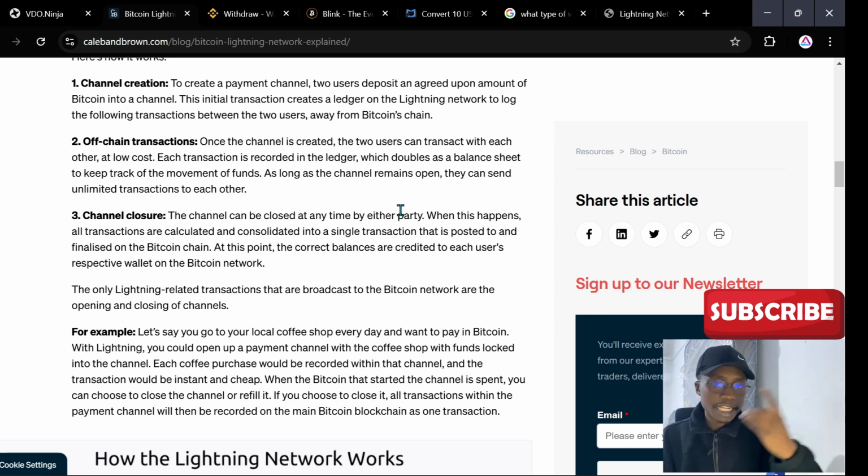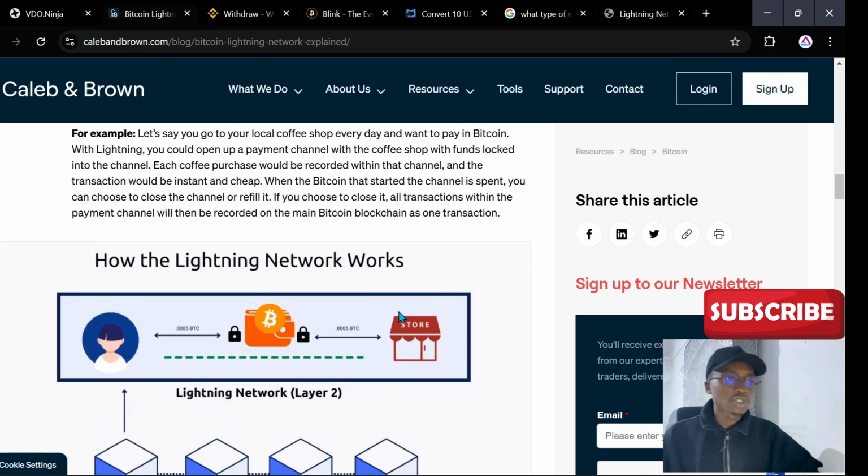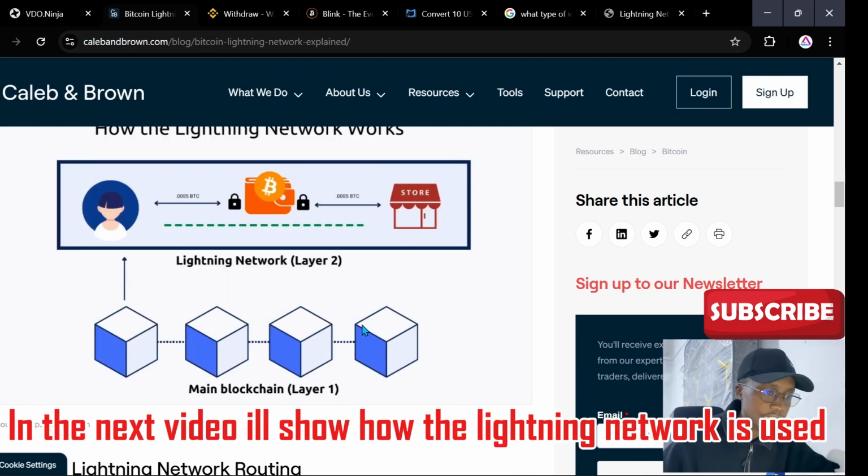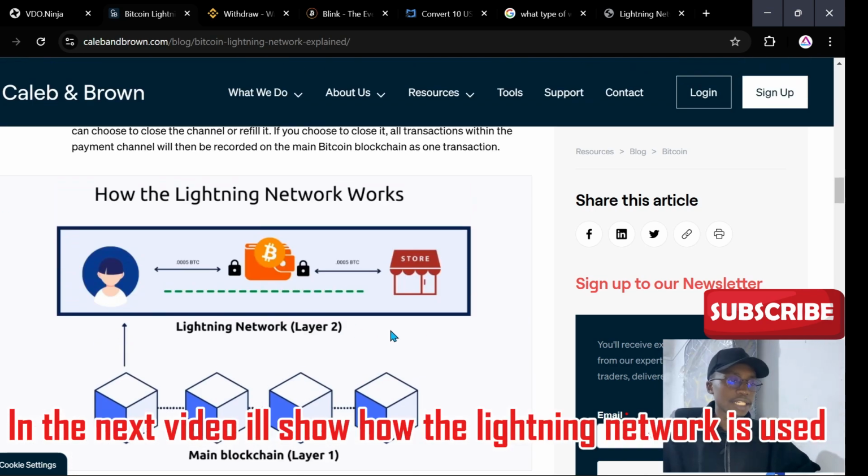blockchain. Remember, the transactions occurred off the Bitcoin blockchain, but now, after the transactions are done and you want to close the transaction between you and the other user, these transactions are settled into one single transaction, and they are posted into the Bitcoin blockchain. So this is an illustration of how the Lightning Network works.